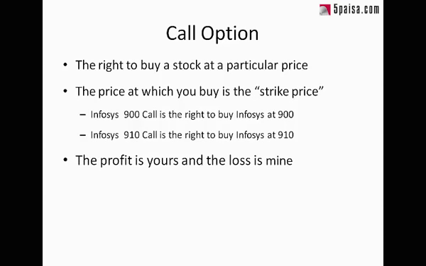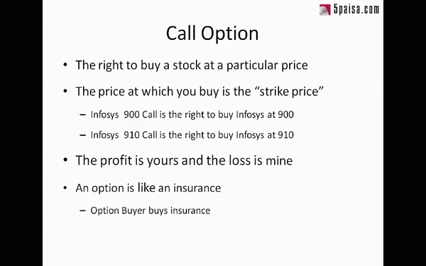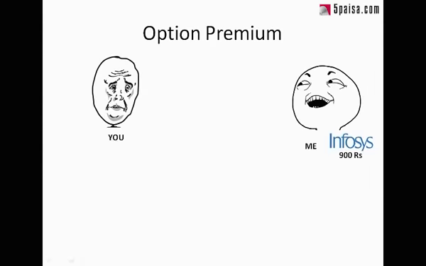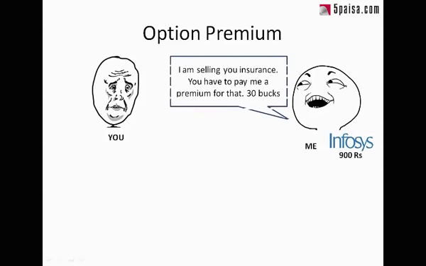You also notice that in these scenarios, the profit is all yours and the loss is all mine. Which also means an option is like insurance, because I am protecting you from the price rise and taking the risks on me. Which means the option buyer is actually buying insurance and the option seller is selling insurance to the option buyer. Now that I know I'm giving you protection or selling you insurance, I'm going to approach it like an insurer. When LIC insures your life, they take a premium for the risks they take.